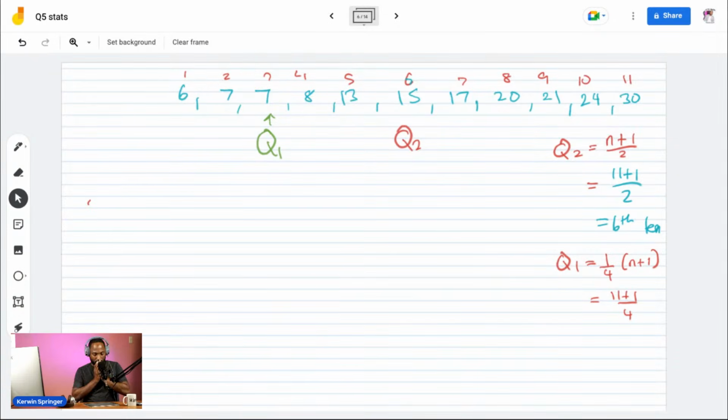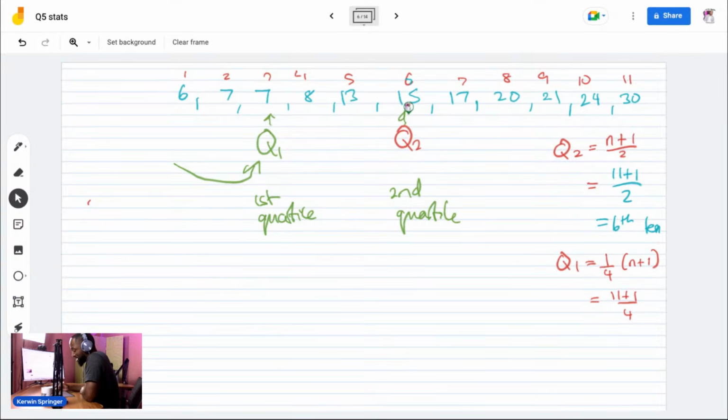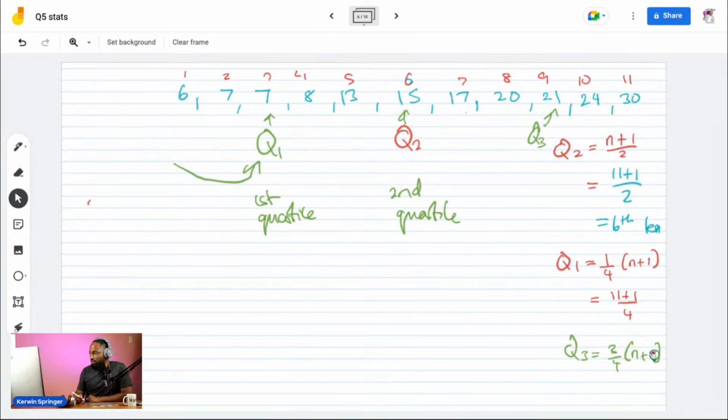Because it's splitting the data into 4 parts, we call it quartile. This is the first quartile. That's the name on his birth certificate: first quartile. But we call it Q1 for short. Q2 is called the second quartile. That's the name on the birth certificate, but we call it the median, the middle. And then Q3 is this one. The formula for Q3 is 3/4 of the way through the data, n plus 1.